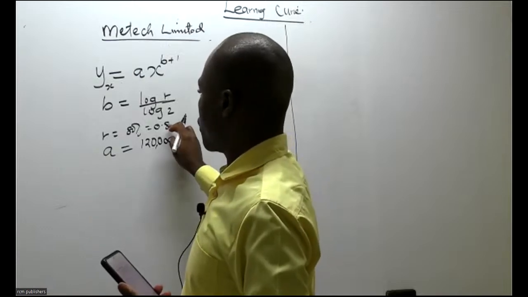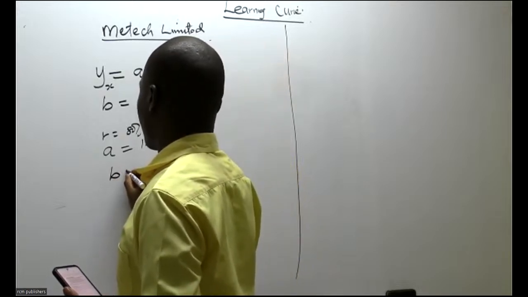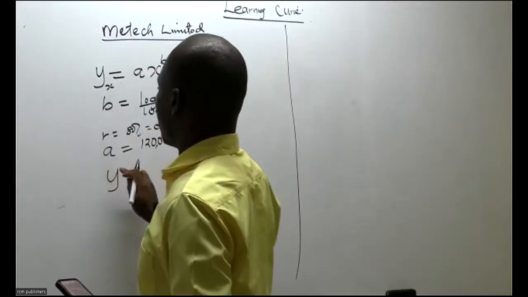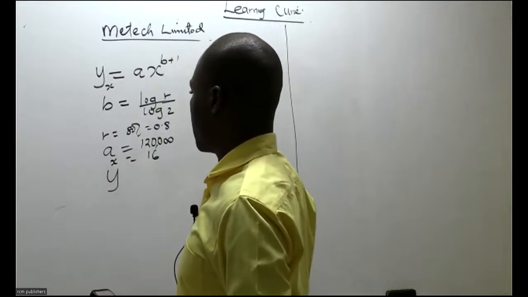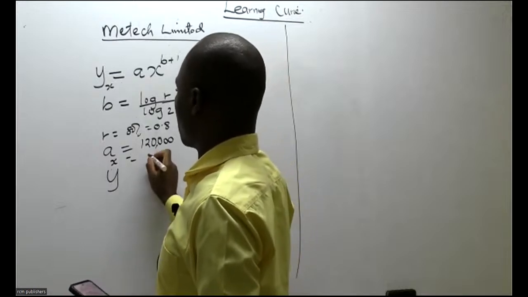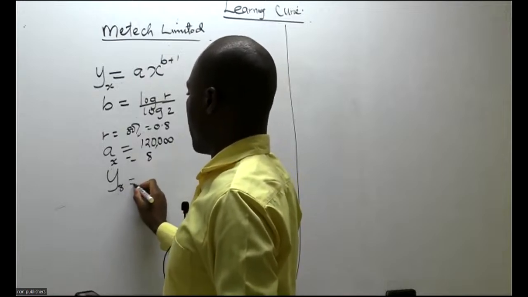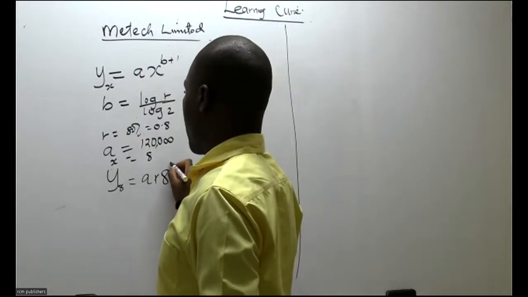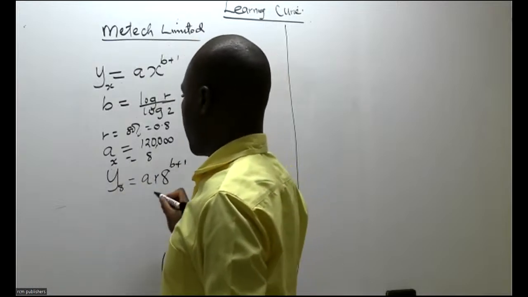Do we know how we are going to use this 0.8? We need to get the value of b. For 16 batches, our x would be equivalent to 16, but we are told the first 8 batches. So with x of 8, our y at 8 will be equivalent to a times 8 raised to the power b plus 1. So let's get the value of b.